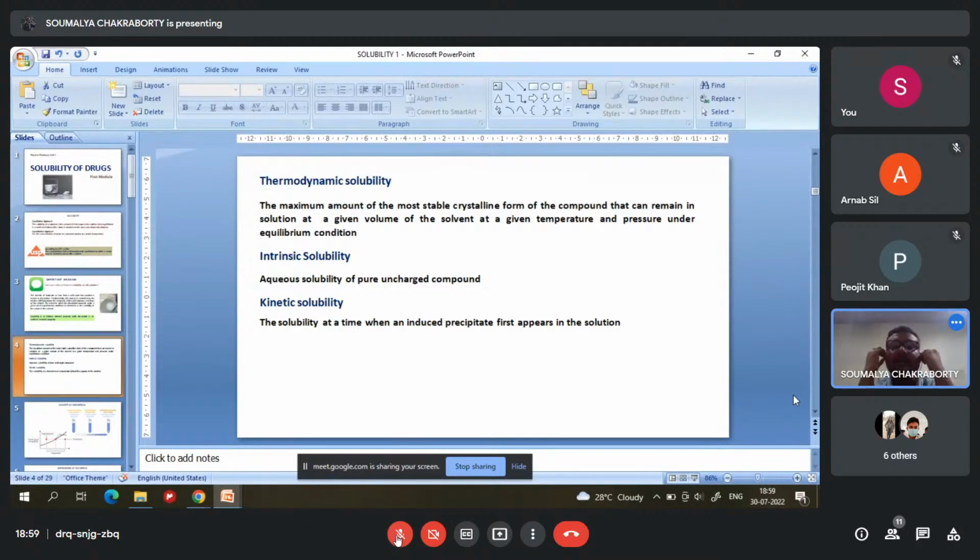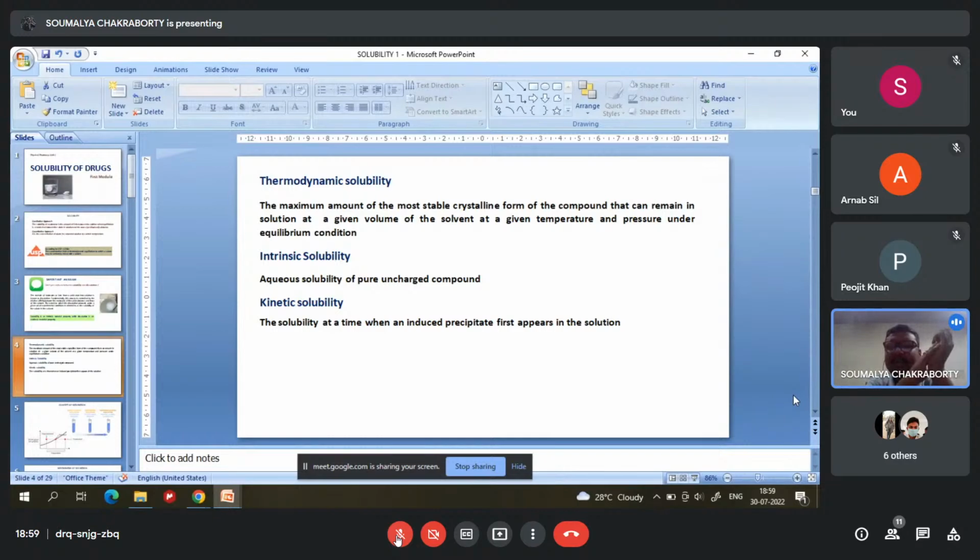Is it clear? And the third concept is kinetic solubility: the solubility at the time when an induced precipitate first appears in the solution. So what is the meaning of that? Kinetic solubility does not consider the impact of lattice structures, which thermodynamic solubility does. What is lattice structure? I think I have already taught you about lattice structure in the last class of solid state under states of matter.